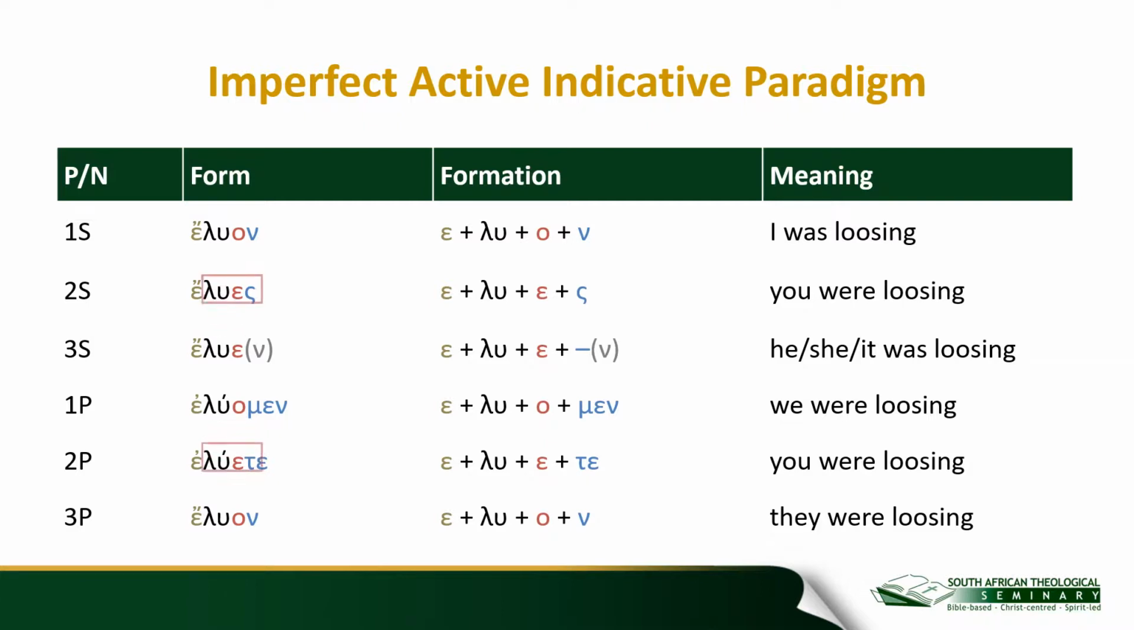You should note that the one singular and three plural forms are identical. They are both elion. Only the context would enable you to tell whether a particular form is one singular, I was loosing, or three plural, they were loosing.